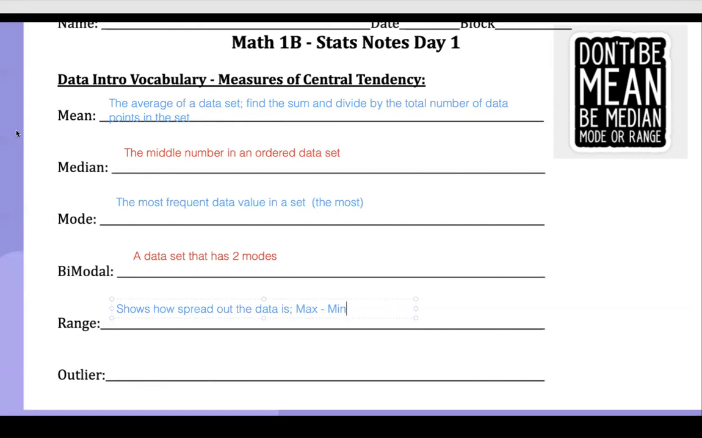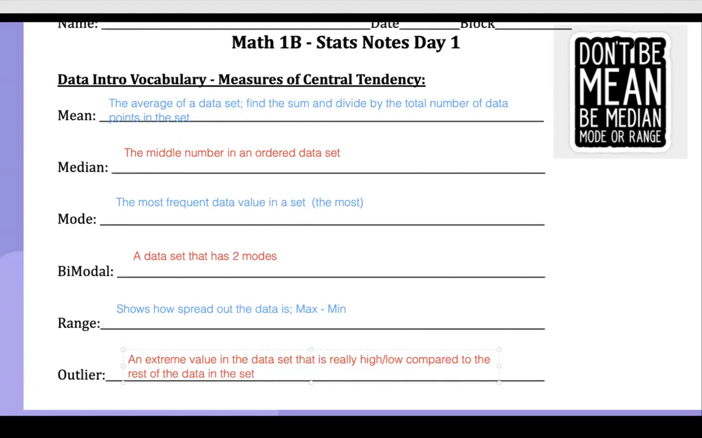And then our last one is an outlier, which we're going to deal with more when we come back, when I see you again. So an outlier is a number or a value that is extreme. So an extreme value in the data set that is really high or low compared to the rest of the data in the set. Okay, so it's really far away from something else.